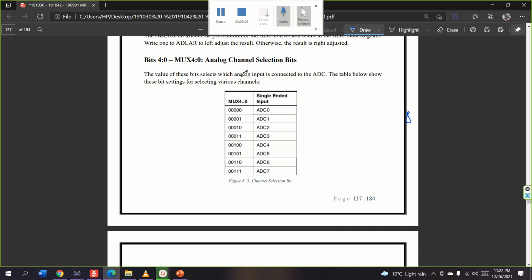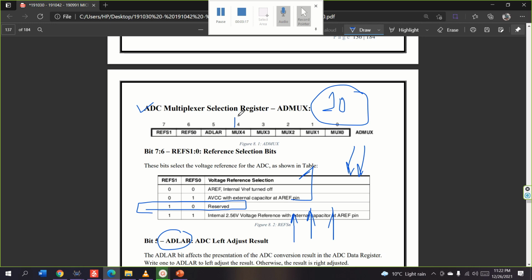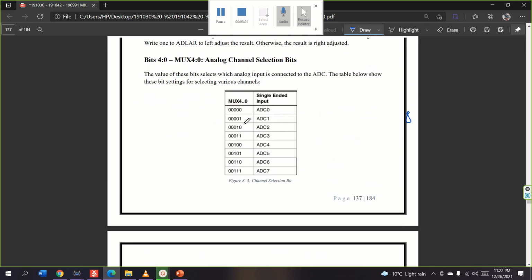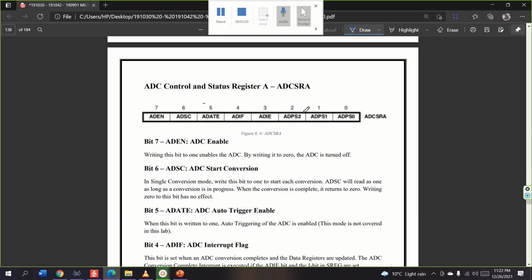Further, these are the analog channel selection bits. In the ATmega8 there are 8 ADC channels, and for selecting them we have a 5-bit value. At 000, ADC0 is set. If I have to use ADC5, then 101 has to be set there.